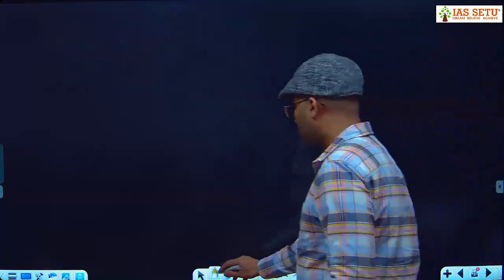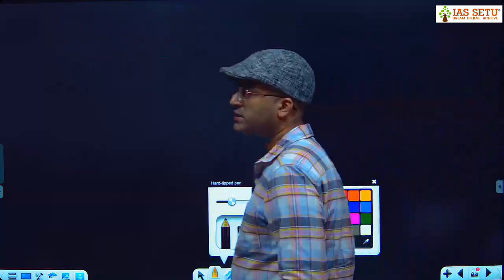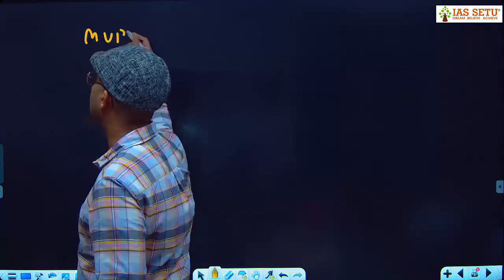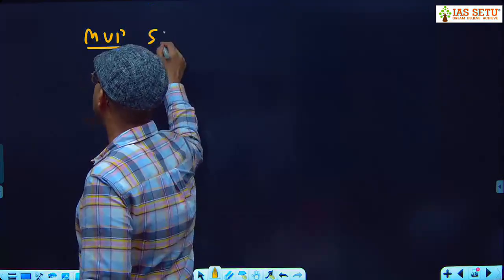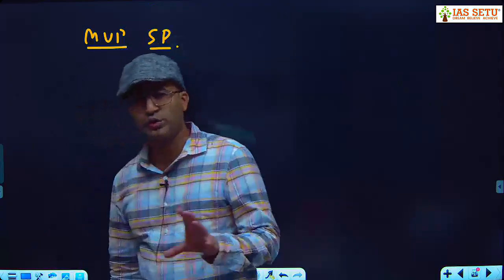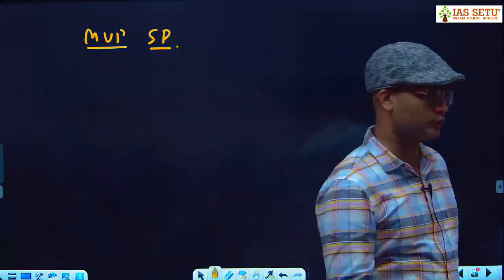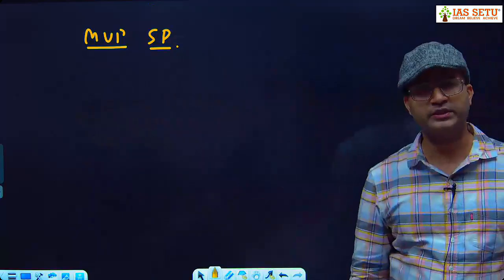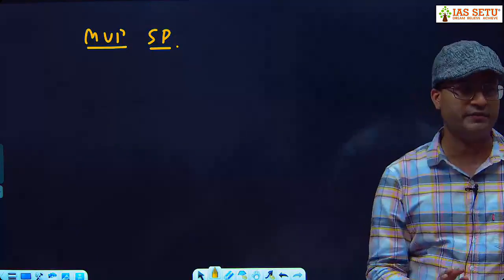Now here, let me tell you one concept. I have seen some students, they get confused between markup price or MRP या markup price and sale price. कुछ स्टूडेंट मार्कअप प्राइस और सेल प्राइस में कंफ्यूज होते हैं. इट इज नॉट नेसेसरी मार्कअप प्राइस सेल प्राइस हैज टू बी सेम. इट कैन बी सेम, इट कैन बी डिफरेंट.